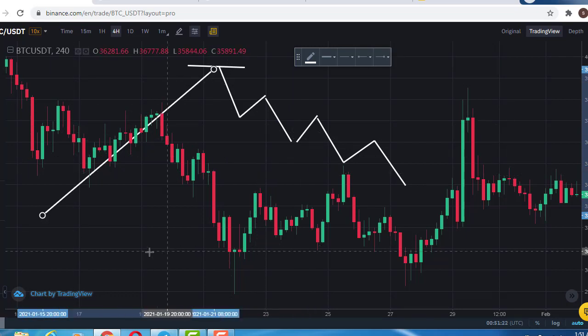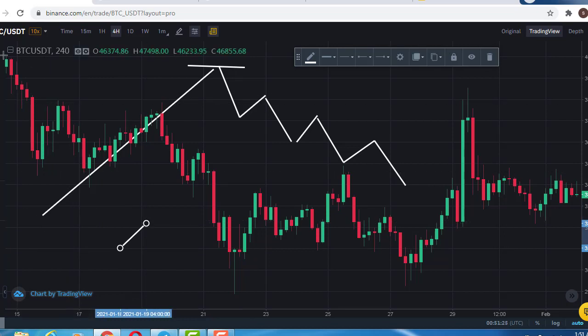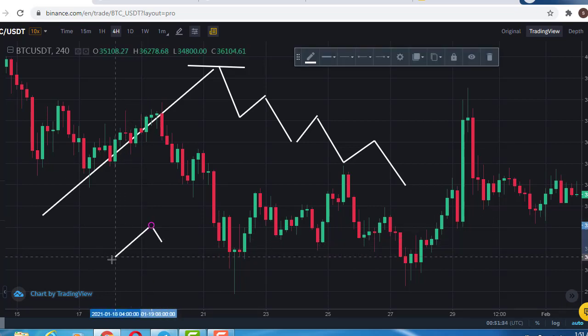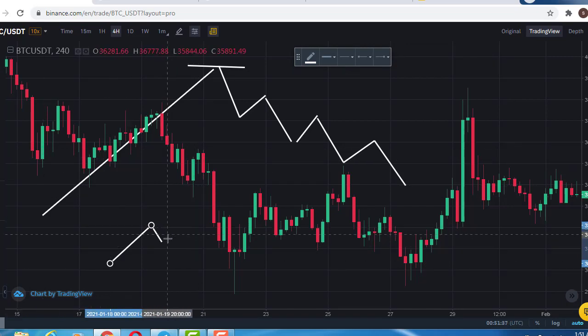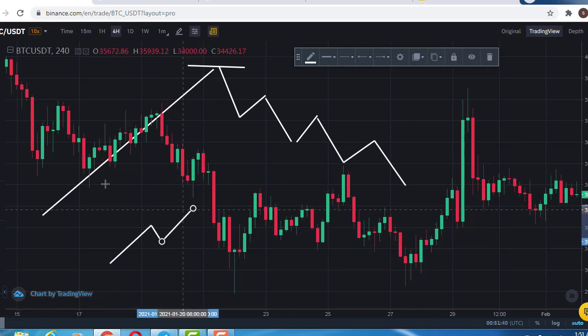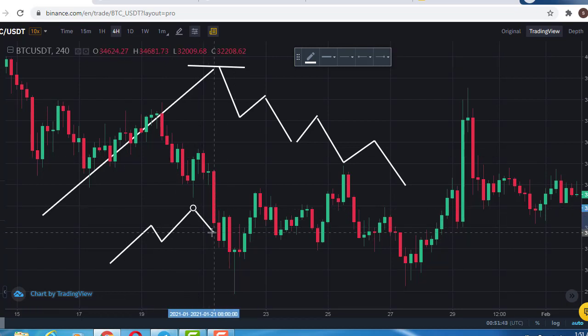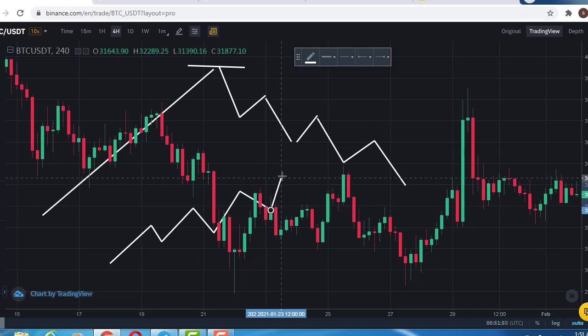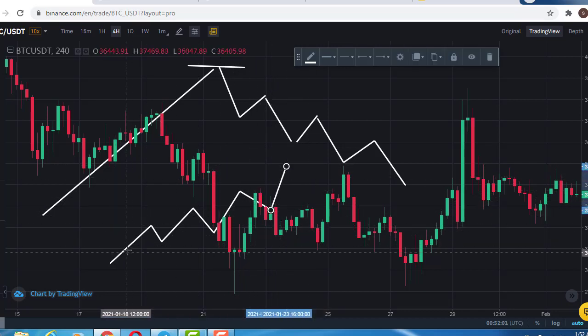The other way around, if the market was going up, the market goes up, the market comes down again. Let me make this a little bit bigger. Market goes up, comes back down, goes up, comes back up. So in this case, we have an impulsive move and a retracement.